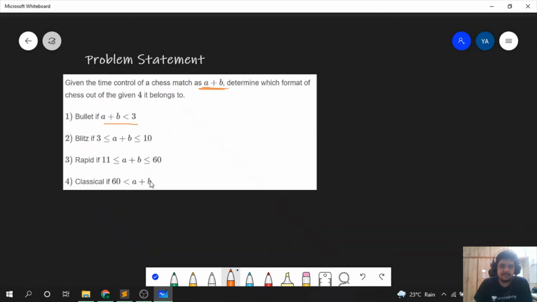So I think this is a pretty obvious problem. We just have to write four if statements given each of these conditions, and print the number of the format that it belongs to. So let's directly go to the implementation part.